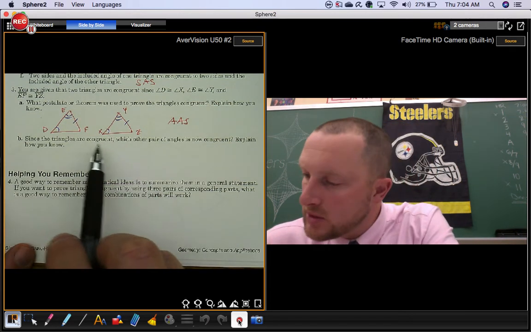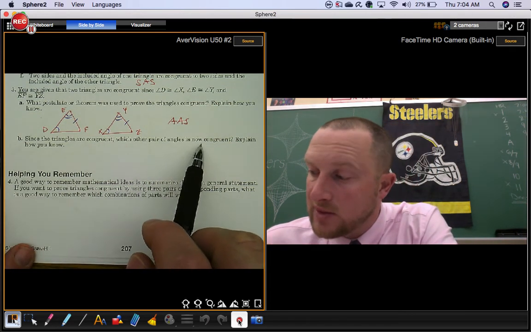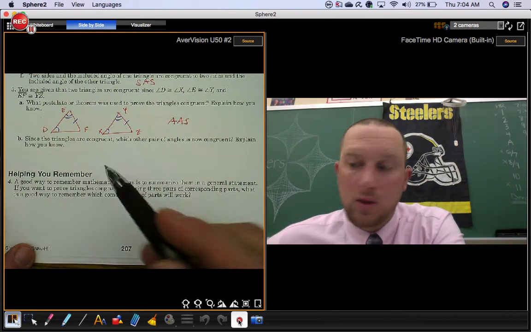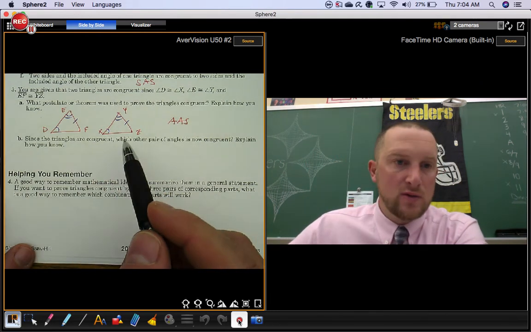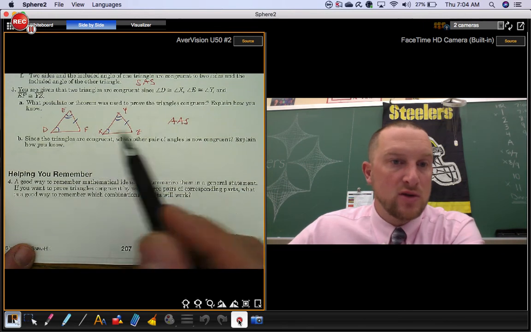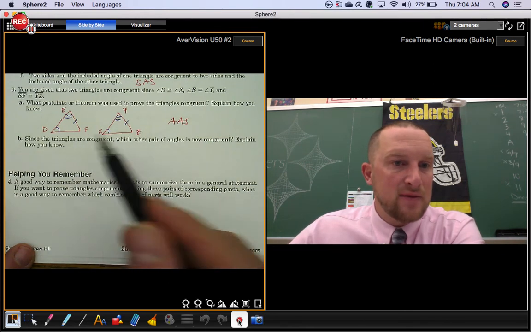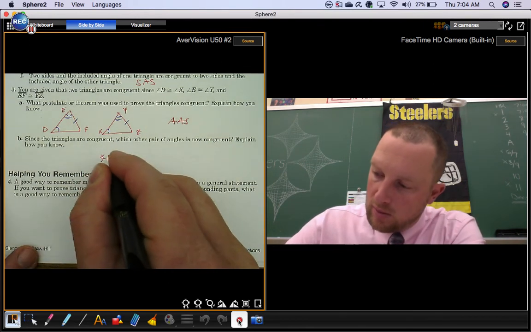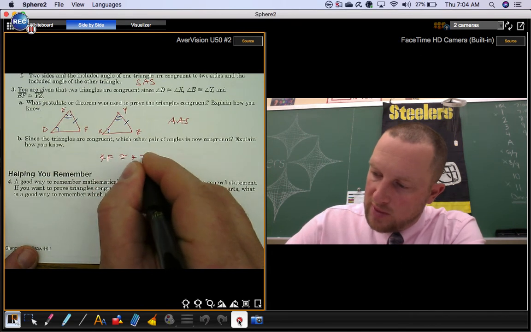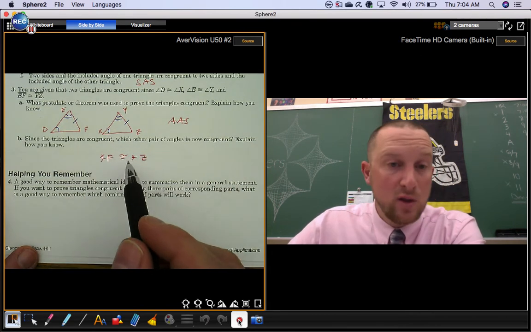Part B, since the triangles are congruent, which other pair of angles is now congruent? Explain how you know. Well, if you have congruent triangles, then that means all of the corresponding parts are congruent. So what does F correspond with? Angle F corresponds with angle Z. So if the triangles are congruent, those are congruent too.